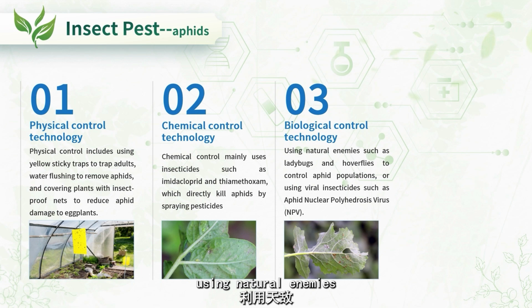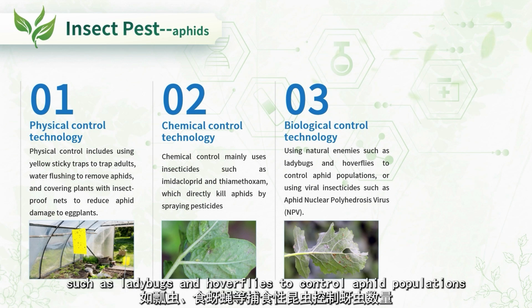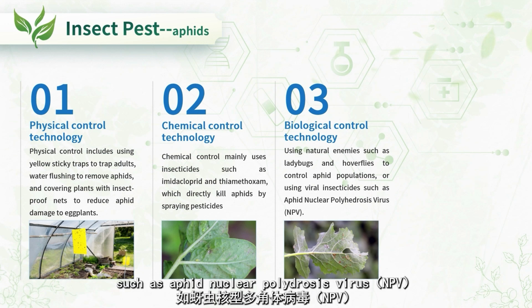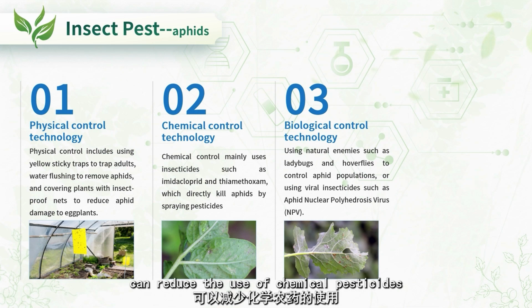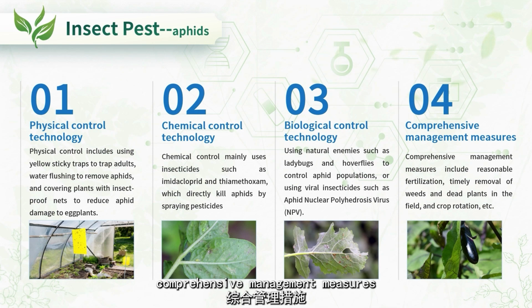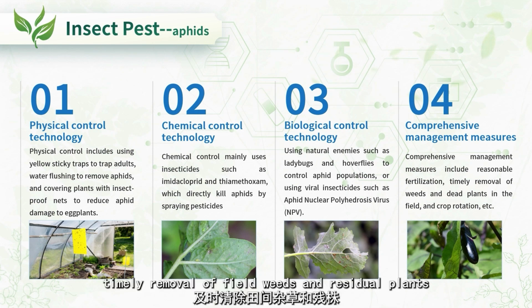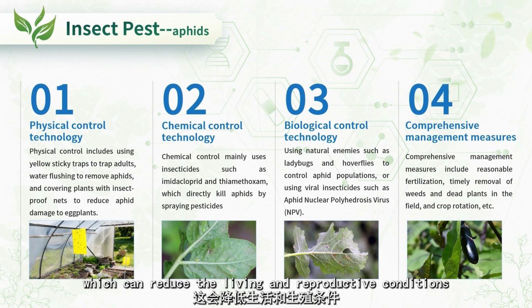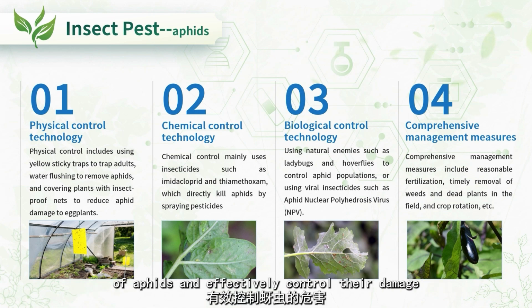Using natural enemies, such as ladybugs and hoverflies, to control aphid populations, or using viral insecticides, such as aphid nuclear polyhedrosis virus, NPV, can reduce the use of chemical pesticides. Comprehensive management measures include reasonable fertilization, timely removal of field weeds and residual plants, crop rotation, etc., which can reduce the living and reproductive conditions of aphids and effectively control their damage.